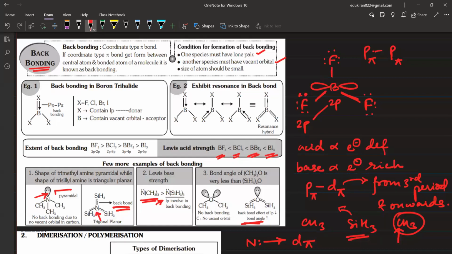Basic here what is it? You should know the conditions, when back bonding happens, and you should know the consequence. What is the consequence of back bonding? Okay? So please write this down. Let me know once you're done writing this.